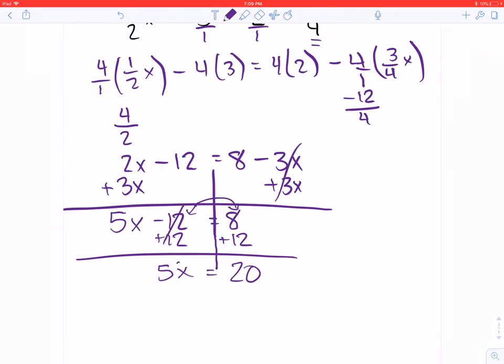Well, what times 5 is 20? If I'm not sure, I can divide both sides by 5. So x equals 4.